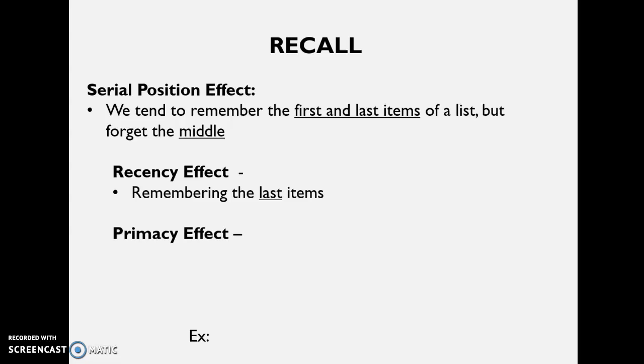Now, the next one is the primacy effect. This is going to be remembering the first items. So if you think about it, the word primacy makes sense. The primary, like primary school, is the first school that you come up with. Your priority is the first item on the list. So again, serial position includes both of these, but if all I remember is just the last items, that's going to be recency. If all I remember is the first items, that's going to be the primacy effect.